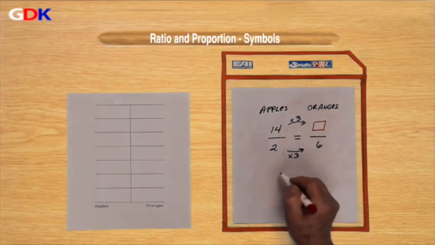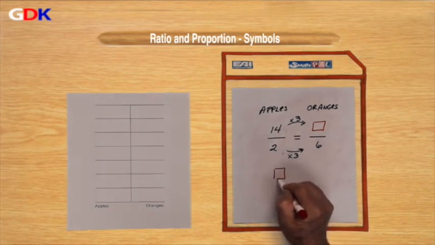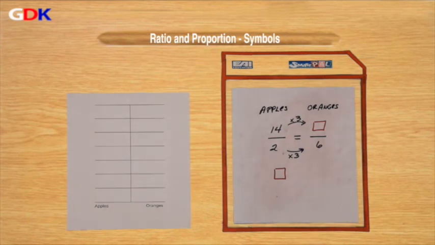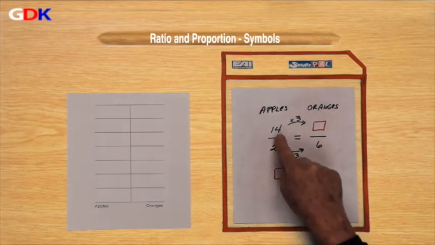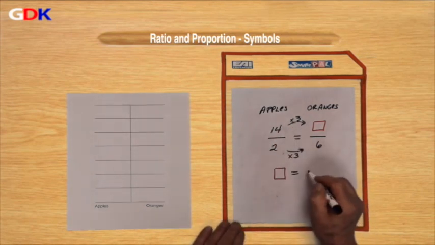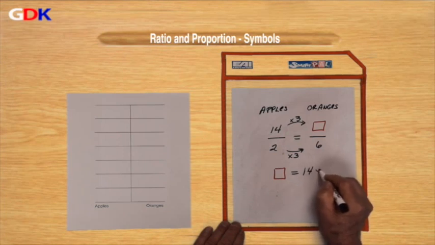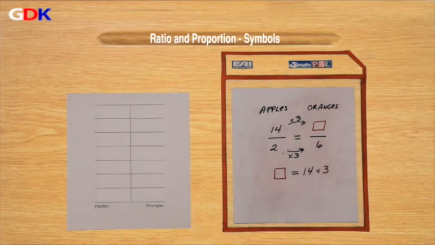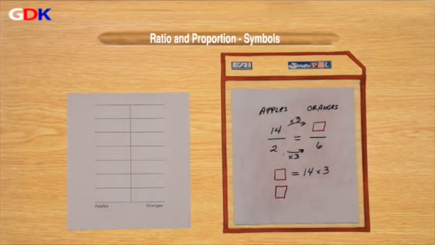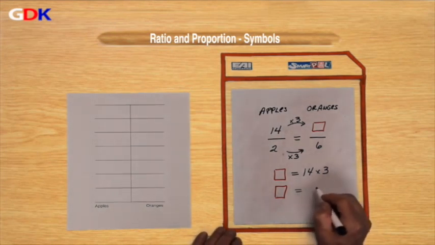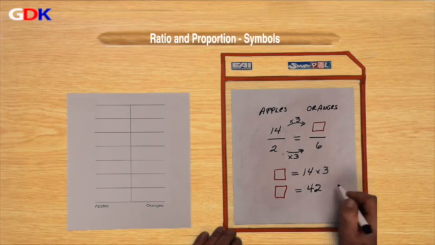So my box then, or my unknown, or the number of oranges that matches up with 14 apples, is going to equal 14 times 3. So the number of oranges that matches up with 14 apples, which is represented by my box, equals 42 oranges.